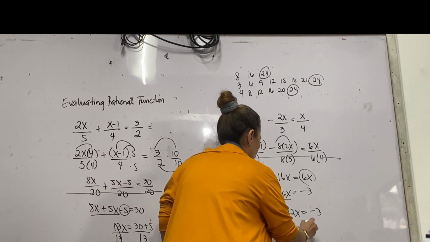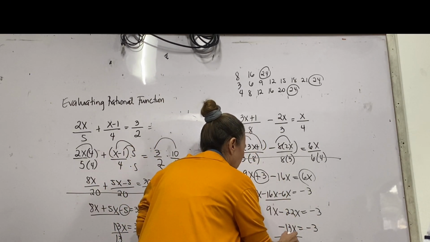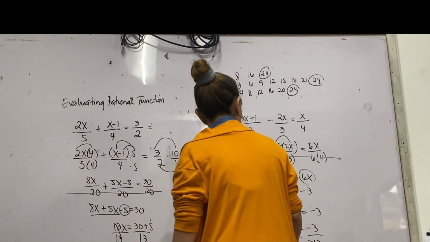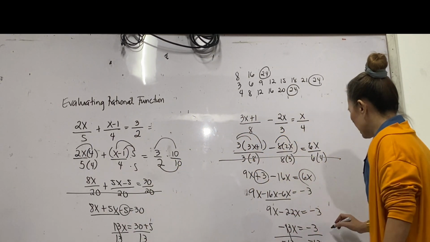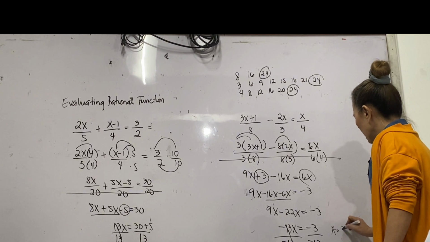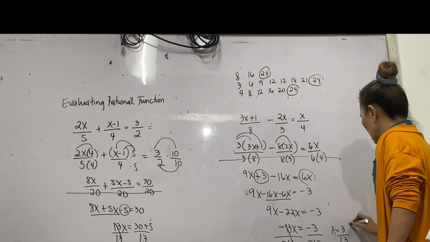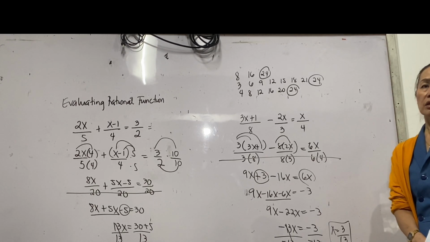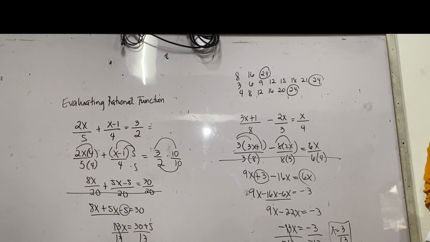x is equal to negative 3. Both sides divide by negative 13. Negative divide by negative is positive. So x is 3 over 13. Mapapaliit pa ba ang 3 over 13? No longer. So that will be the final answer.